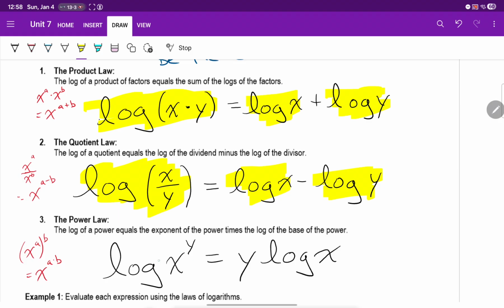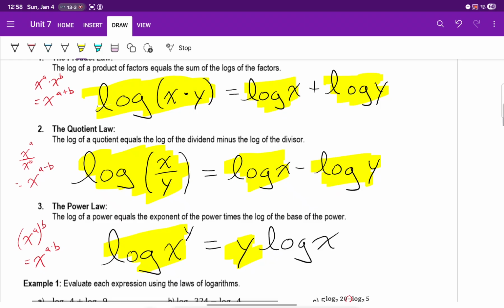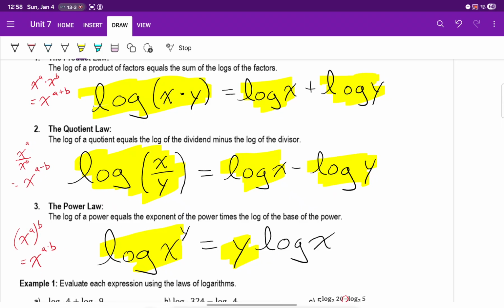And if I'm taking the log of a power, so log of x to the power of y, we can drop that exponent down in front and it becomes y times the log of x. Okay, so those are your 3 key log laws. You'll be given those on a test on your formula sheet, but you need to know how to use them. That's important.